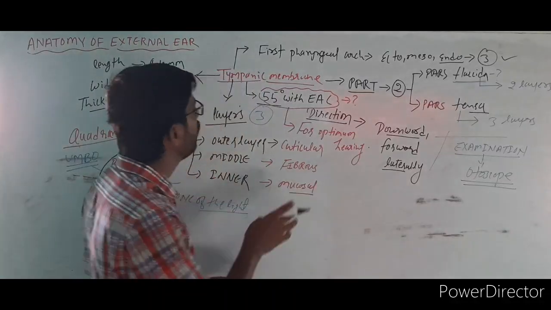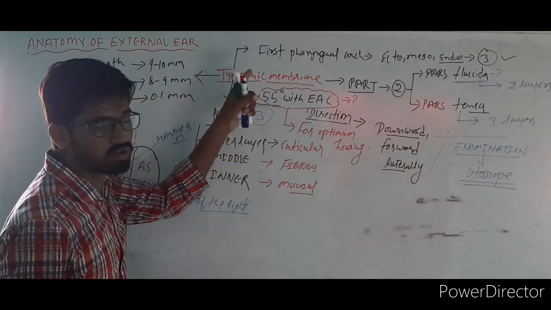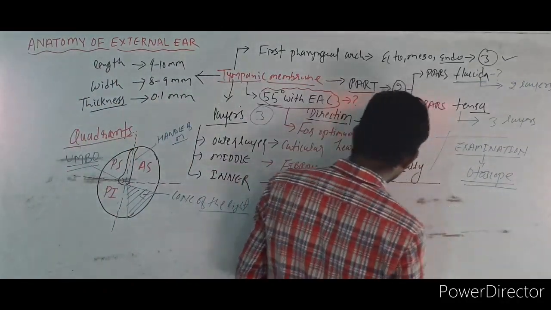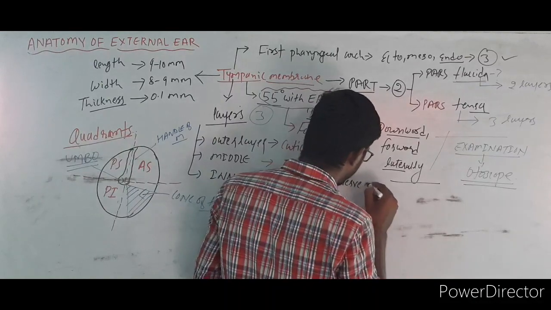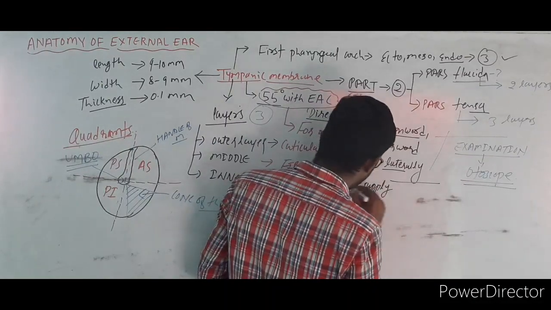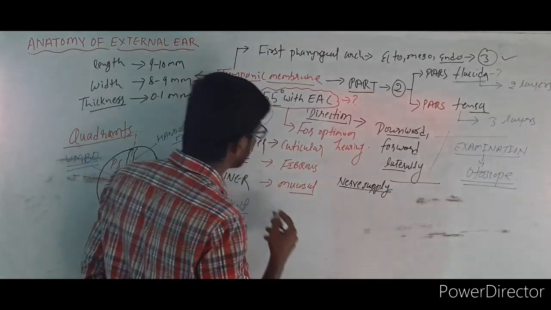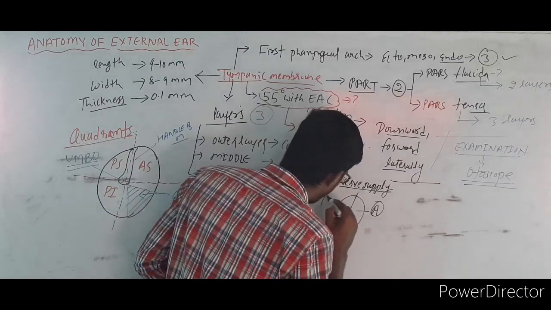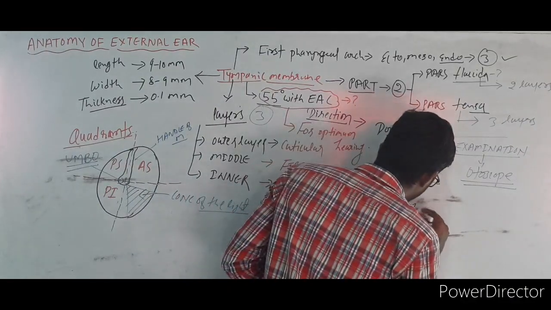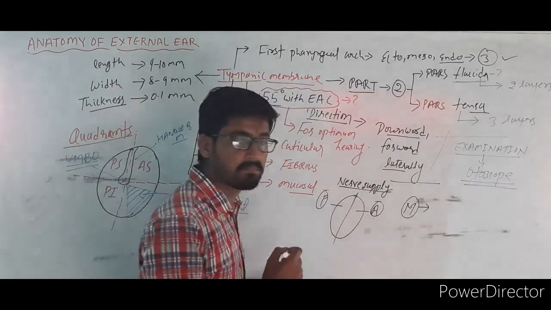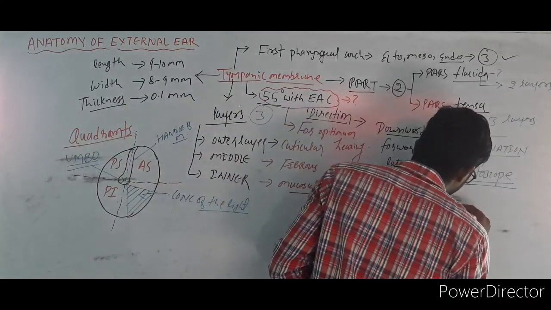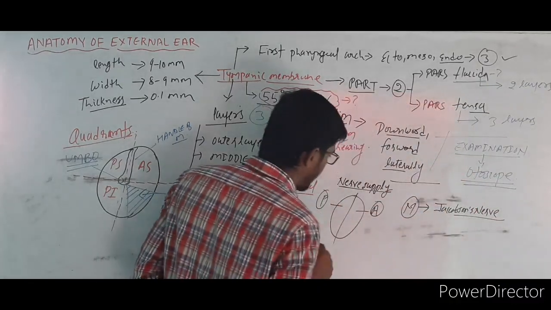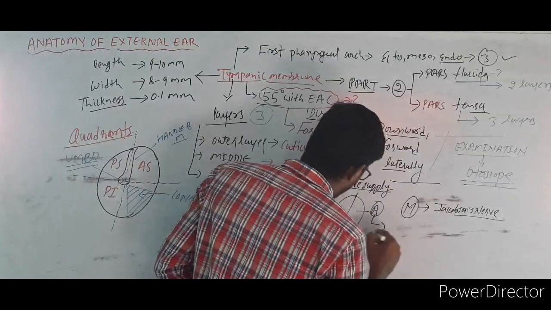But before telling you how to remember, first the nerve supply. I am going to teach you the nerve supply. Can you tell me the nerve supply of the tympanic membrane? This is your tympanic membrane. This is the anterior part, this is your posterior part, and one is the medial. Your medial part is supplied by Jacobson's nerve.